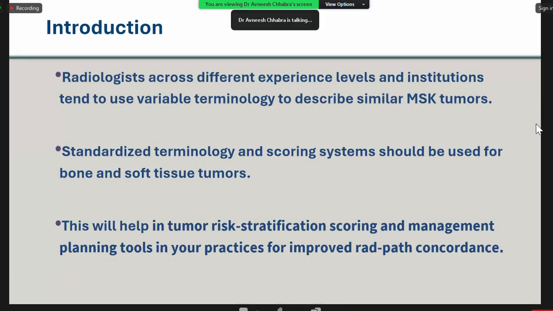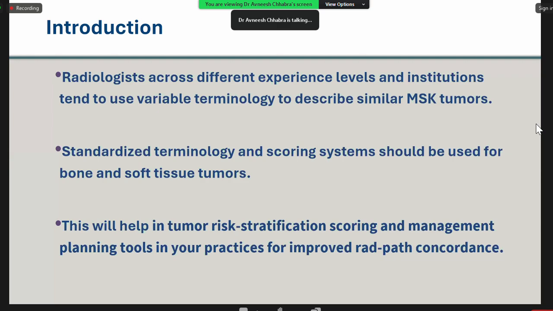To introduce, radiologists across different experience levels and institutions tend to use variable terminology to describe similar MSK tumors. For example, if it's a non-ossifying fibroma, somebody may use the term "do not touch lesions," some may say NOF, some may say FCD, fibrous cortical defect, etc. So there are different terms.